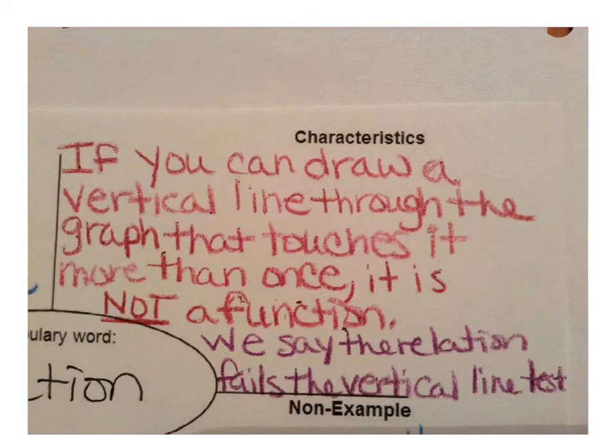Now look at characteristics. One of the characteristics about functions is that if you can draw a vertical line through the graph of a function, or a graph, it doesn't have to necessarily be a function, that touches it more than once, it is not a function. And so when it touches the graph more than once, we say that the relation fails the vertical line test. If it passes the vertical line test, then a graph is a function. And again, I'll show you that here in just a second.